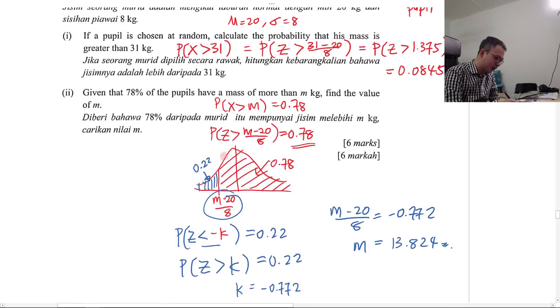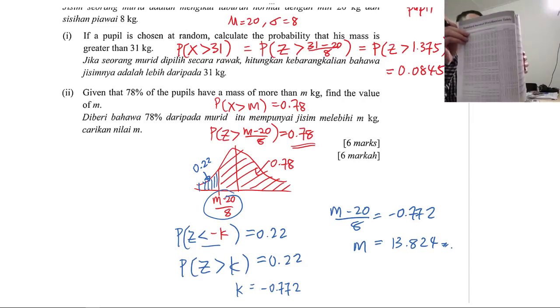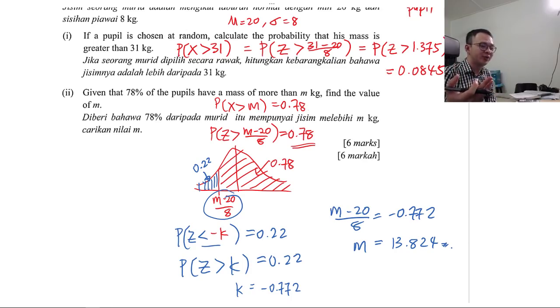Because we know the whole area here should equal 1, right? Since I know here is 0.78, I easily know the other side is 0.22. This is why I use 1 minus it. Another reason is, if you open your Z value table over here, you realize your maximum value is 0.5 only. There's no way you find 0.78. So in order to do that, we always use 1 minus the value bigger than 0.5.